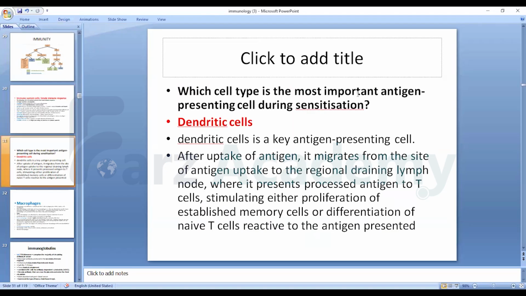So the question comes: which cell type is the most important antigen presenting cell during sensitization? It is the dendritic cell. Dendritic cell is a key antigen presenting cell. After uptake of antigen, it migrates from the site of antigen uptake to the regional draining lymph node, where it presents processed antigen to T cells, stimulating either proliferation of established memory cells or differentiation of naive T cells reactive to the antigen presented.